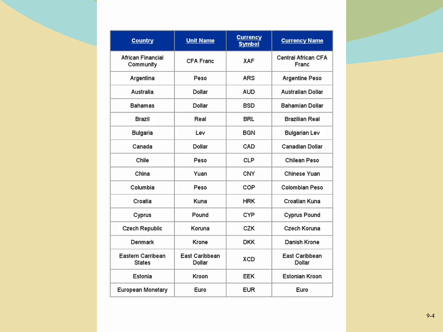As you can see from the slide, every country has its own currency, such as Argentina with the peso, Australia with the Australian dollar, the Bahamas with the Bahamian dollar, Brazil with the real, Bulgaria with the lev, and so on.